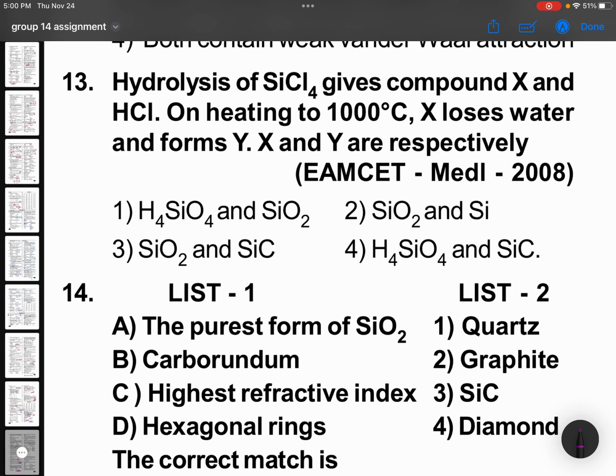Hydrolysis of SiCl4 gives a compound X, that is Si(OH)4. On heating at 1000 degrees Celsius, X loses water and forms Y, SiO2. X and Y are respectively, Y must be SiO2. So 13th question, option 1.